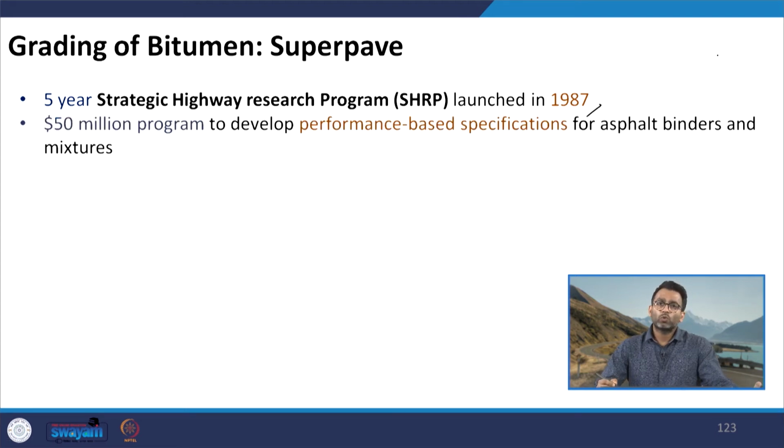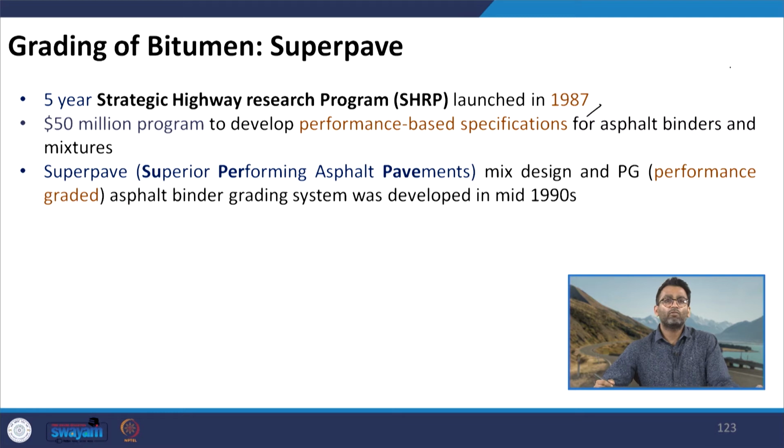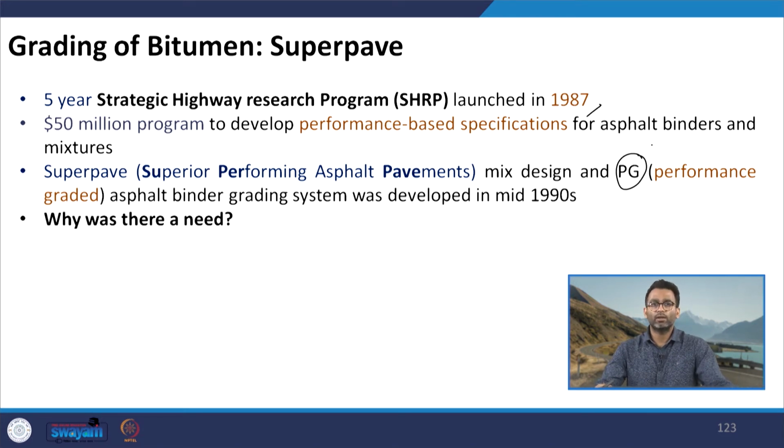This was actually a $150 million project, but out of the entire amount, $50 million was invested to develop the performance based specification for asphalt binders and mixtures, which resulted in the development of the Superpave mix design criteria, where Superpave stands for superior performing asphalt pavements. It also resulted in the development of the performance graded asphalt binder grading system, which we also call the PG grading system. Okay, and this was developed somewhere around the mid 1990s.